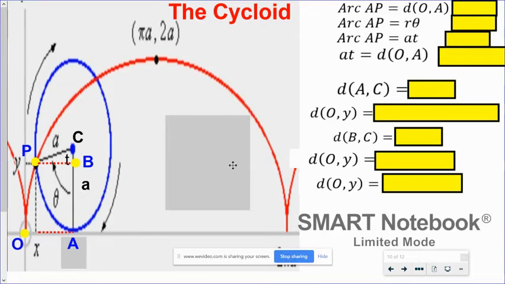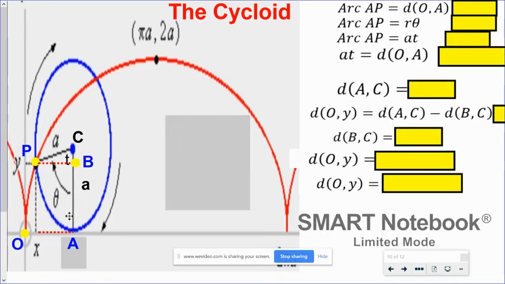Well, now let's talk about the distance from A to C. Where the heck is point C? Well, C is the center of the circle. So now I'm talking about this distance right here. Well, I know that the distance from O to Y, right here, people, what is it equal to? Well, it is the distance from A to C, getting rid of the distance from B to C. That's what I know the distance from O to Y is.